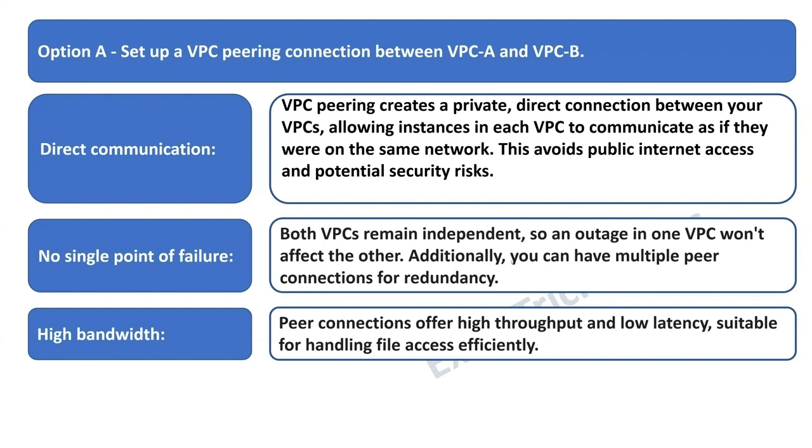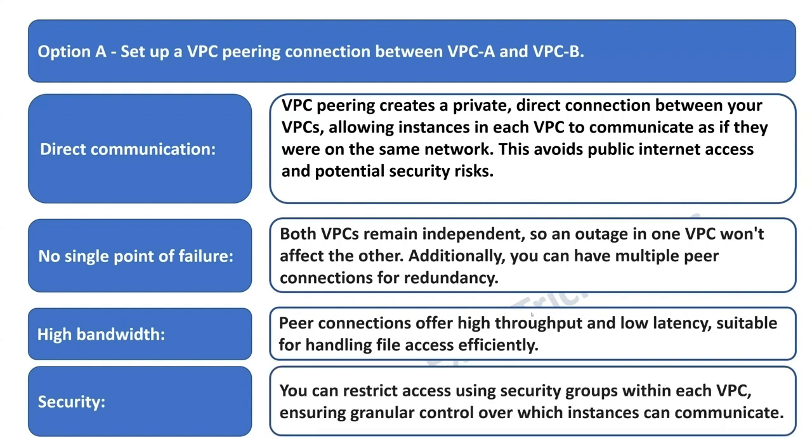So that's an advantage. Security, as we have seen already, you can restrict access to security groups within each VPC, ensuring granular control over which instances they can communicate. So this is using security groups within VPCs to control. And we have also seen in the first point, direct communication, because there is no public internet access involved here. You can have a high level of security for this overall solution. So that's it on this question. Let's move on to the next question.